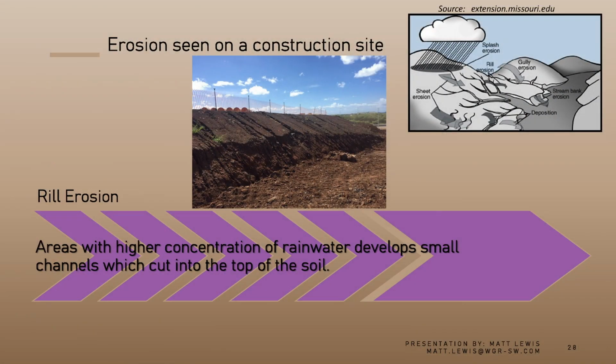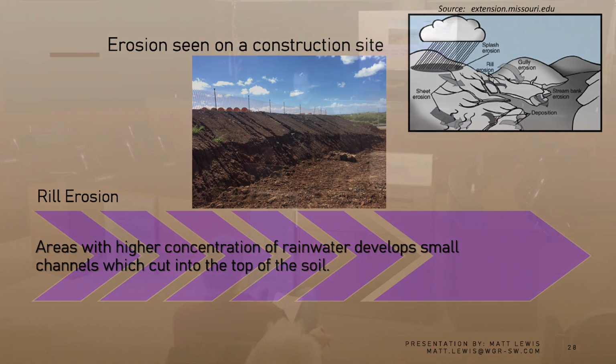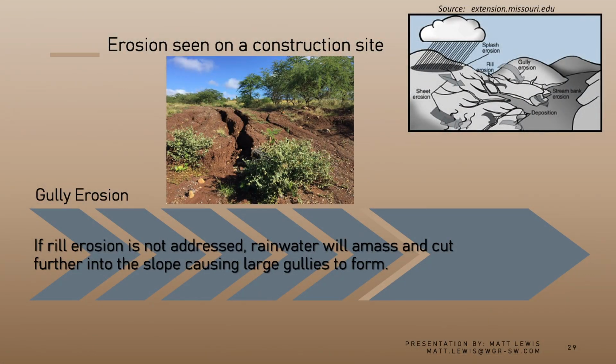All right, so we'll start seeing pictures of eroded material. Here we have what is known as rill erosion, which, if you can see, wish we had a little bigger, but you can see the lines coming down the slope. Basically little channels. Areas of high concentration of rainwater develop small channels which cut into the top of the soil, known as rill erosion. Gully erosion is when that just gets further out of hand. If rill erosion is not addressed, rainwater will amass and cut further into the slope, causing large gullies to form.